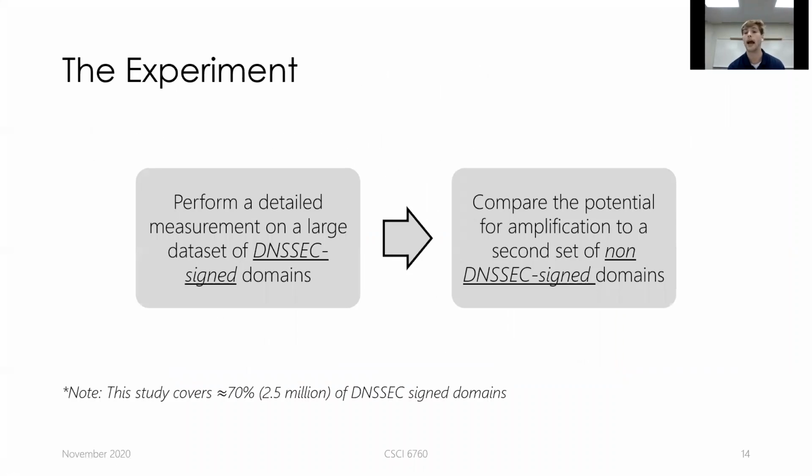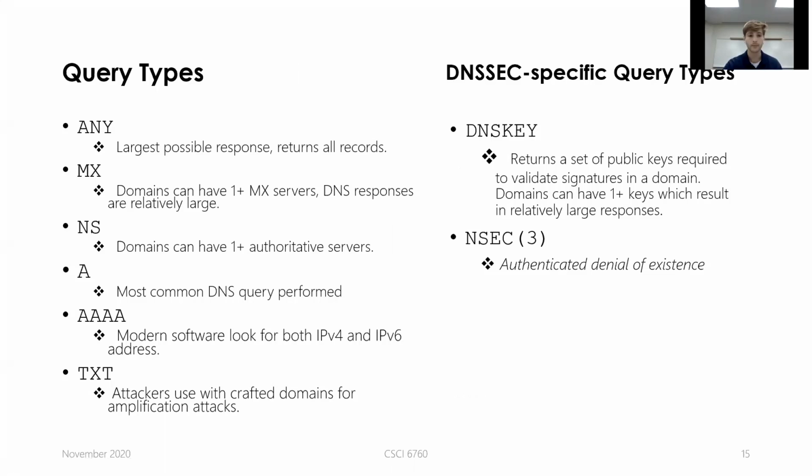So now let's take a look at our experiment, how we're actually going to quantify how bad DNSSEC is. Our first step is we're going to perform a detailed measurement on a large data set of DNSSEC signed domains. When I say large, I do mean large. I mentioned there were 3.5 million total signed domains floating out there. This study is going to cover 2.5 million. So roughly 70% of all DNSSEC signed domains are going to be covered by this study. And then once we take those measurements, we're going to compare them to the measurements for a representative set of non-signed domains. So we can see the risk for amplification in signed versus non-signed.